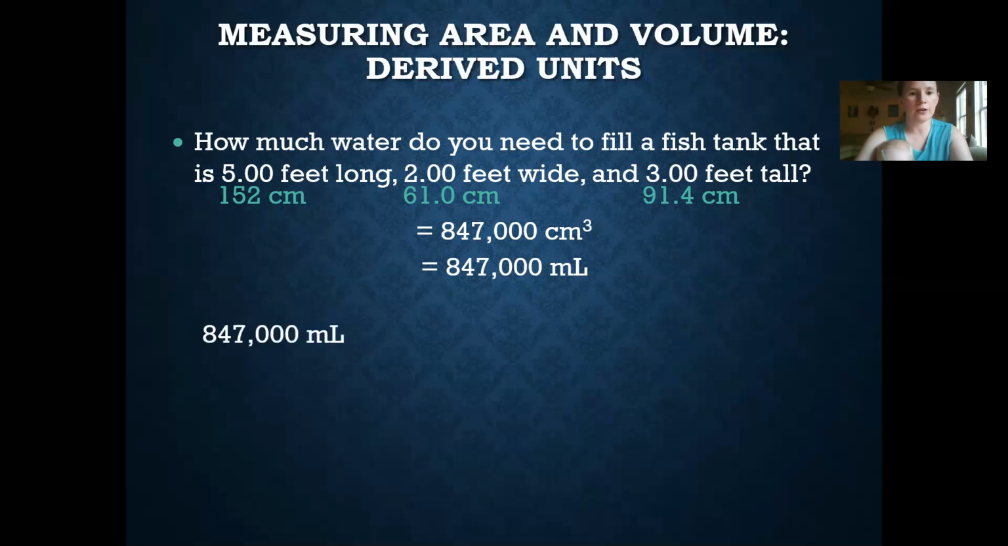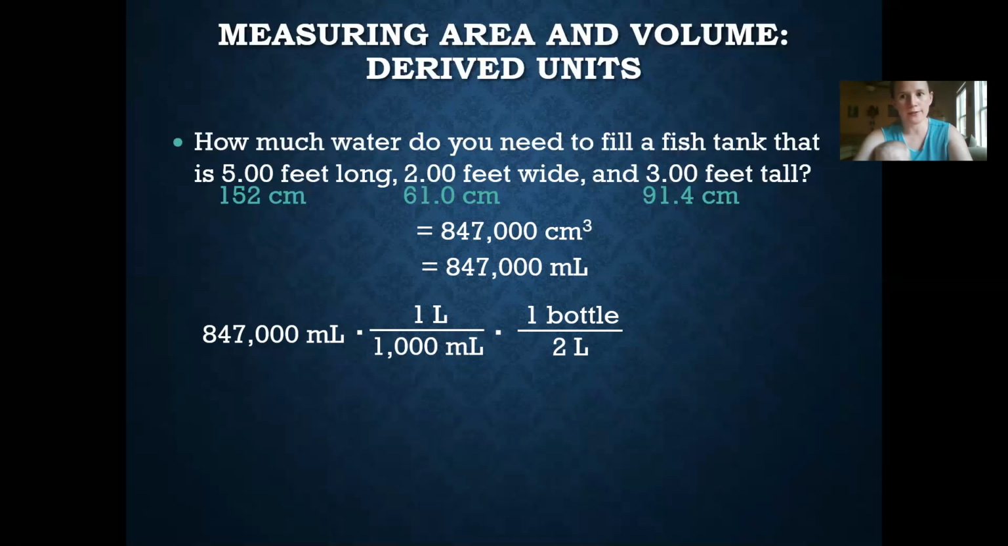So how many milliliters are in a liter? 1,000. So that equation will tell us how many liters we have. So 847,000 milliliters times 1 liter over 1,000 milliliters equals, but we're not done with that, because that tells us how many liters we have, but we have a 2-liter bottle.